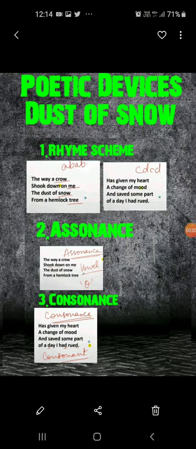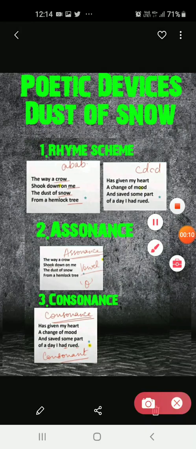Students, let's now try to understand the poetic devices used in the poem Dust of Snow. The first and foremost important poetic device used in the poem is rhyme scheme ABAB. You might have noticed that the last word of each line is rhyming. Crow is rhyming with the word snow, me is rhyming with tree. So the rhyme scheme is ABAB.